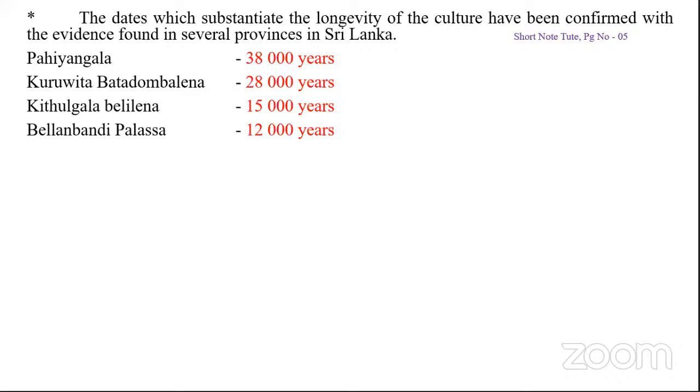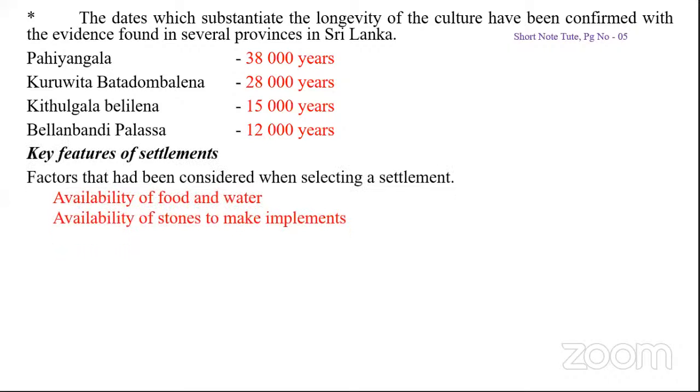So normally the question that they ask is how old is Pahiyangala? 38,000 years old. And what is the place where you will find the earliest culture? That is Pahiyangala. So in page number 5, you are writing these things. Then key features of settlements. Factors that had been considered when selecting a settlement. Stone Age man, I told you that they were born in the Ratnapura region, then they spread to different regions like the semi-arid zone, even the arid zone, even the dry zone. When they were selecting a settlement, what were the factors that they considered?